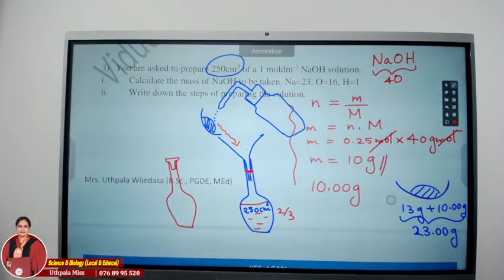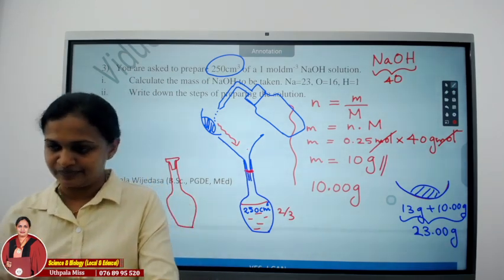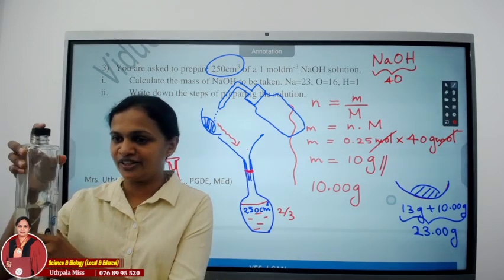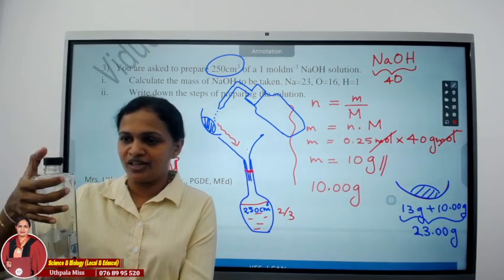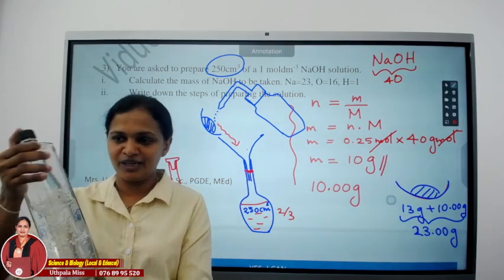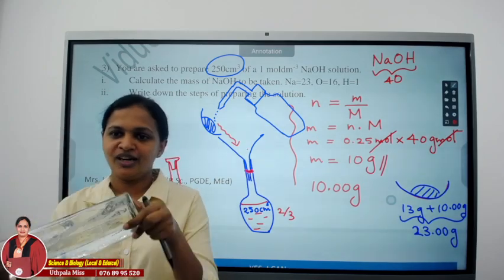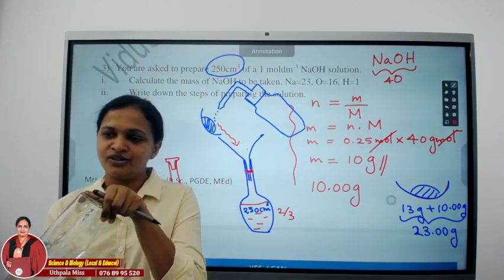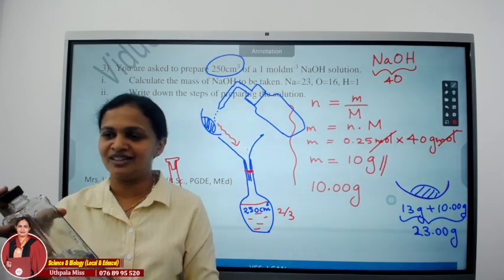To dissolve it, if this is the volumetric flask, you have to keep your thumb on the stopper and just rotate it like this. By doing this, you have to dissolve the sodium hydroxide. This has to be done with one hand.